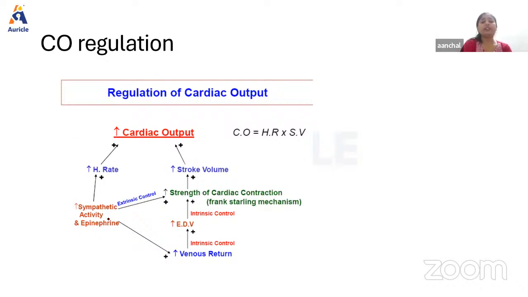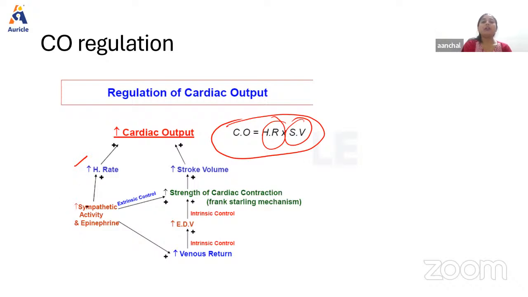So we know already that if both sympathetic activity and epinephrine get increased, ultimately it will result in an increase in the heart rate, and the cardiac output also gets increased. So we can easily say that the cardiac output depends upon two factors. The first is heart rate and the second is stroke volume. If any of them gets increased, cardiac output will get increased, and if any of them gets decreased, cardiac output will get decreased.